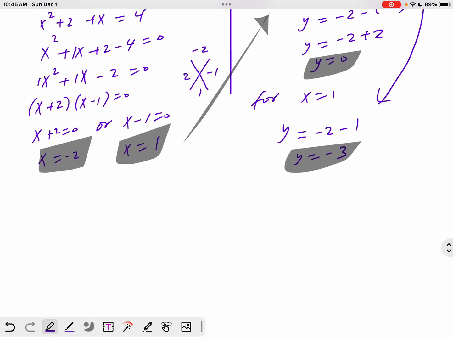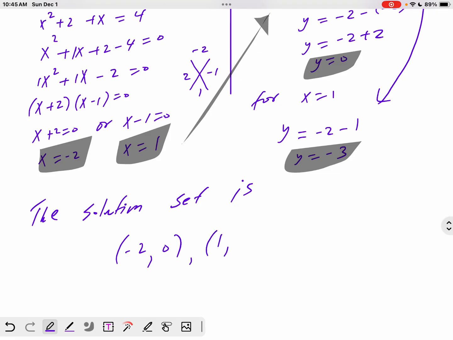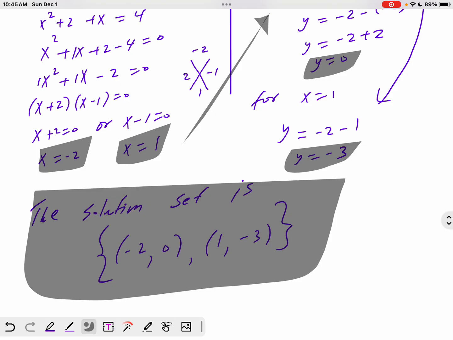So the solution set is: when x is -2, the corresponding y value was 0. When x was 1, the corresponding y value is -3. So this is your solution set. This method is the one we use most of the time when one equation is linear and the other one is non-linear.